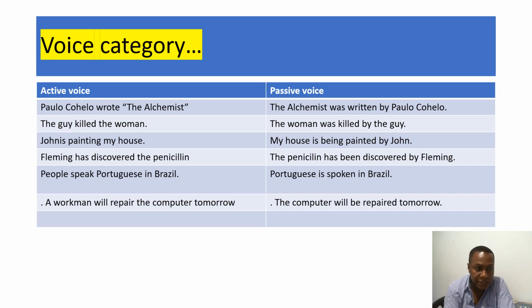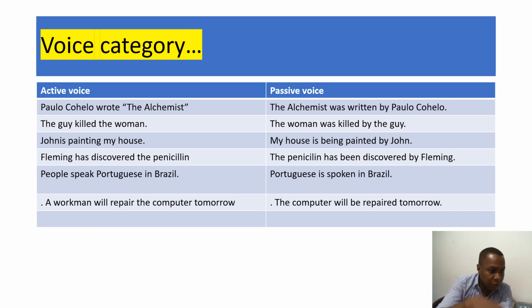Look at the other example. You say, the guy killed the woman. Okay, the guy killed the woman. The woman is the object of the sentence. But now in this case, when it's passive voice, it's going to be the subject. In this case, the woman was killed by the guy.